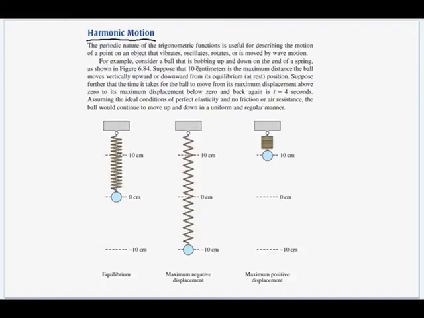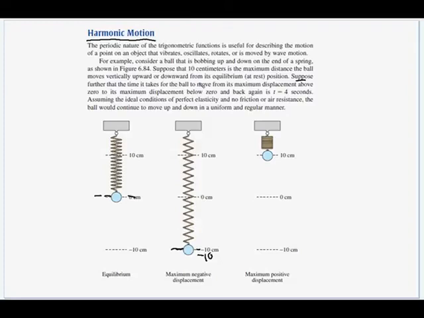For example, consider a ball that is bobbing up and down on the end of a spring, as shown in the figure down here. Suppose that 10 centimeters is the maximum distance the ball moves vertically upward or downward from its equilibrium, or its at-rest position. So here we are at equilibrium, the ball's hanging there, the spring is extended, and we're at the 0 point, sort of like a baseline. When the spring is fully stretched out, we're down here at -10, and when the spring is pushed all the way up and compacted, we are at +10.